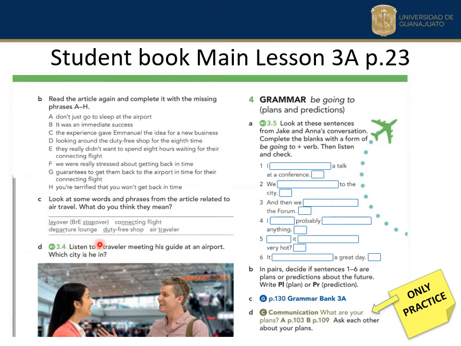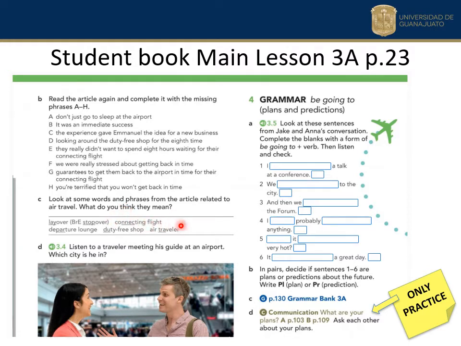Tenemos estas palabras. ¿Las conocen? Have you heard them before? Okay, so I'm going to help you a little bit with these words. The first one says layover, o en British English sería stopover. Las dos se refiere a la escala. Okay, recuerden que estamos hablando de vocabulario del aeropuerto. So this is escala. The first one is American English and the second one is British English.